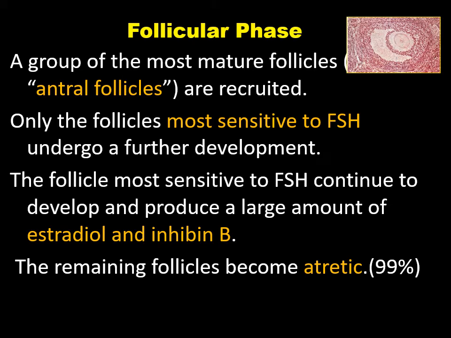As we said, in the follicular phase, a group of the most mature follicles, which are the antral follicles, are recruited, and only those who are the most sensitive to follicle stimulating hormone will undergo further development. The follicle which is most sensitive to follicle stimulating hormone will become the dominant one and continue to produce large amounts of estradiol and inhibin B. The remaining follicles will become atretic. The majority of the follicles will become atretic.